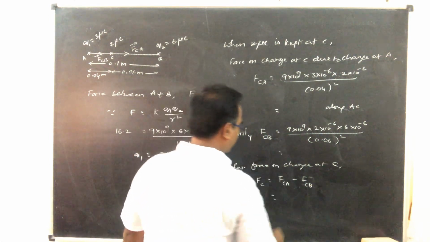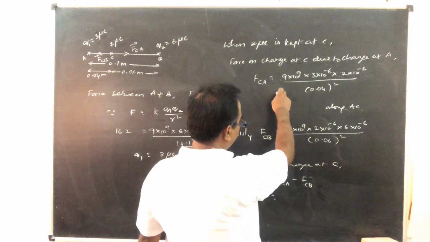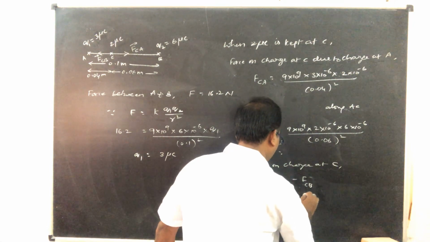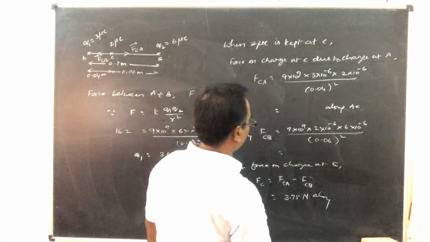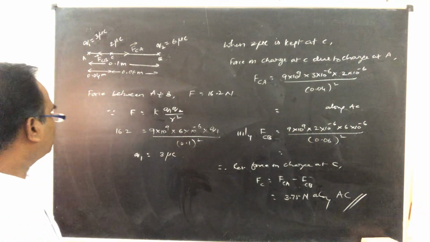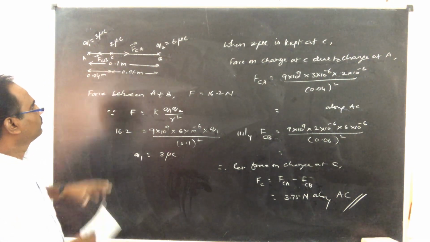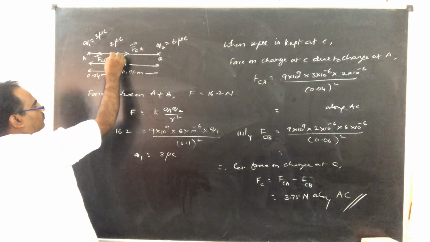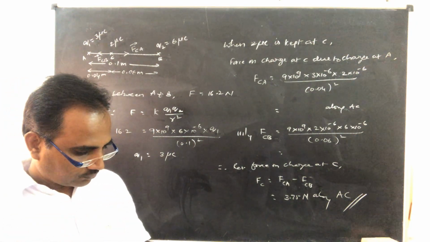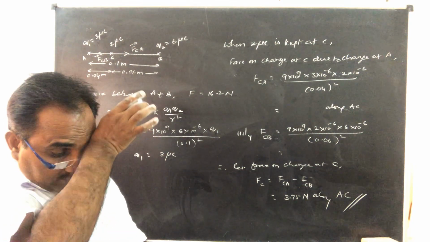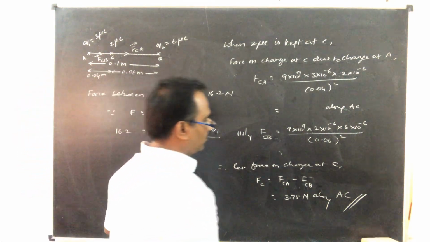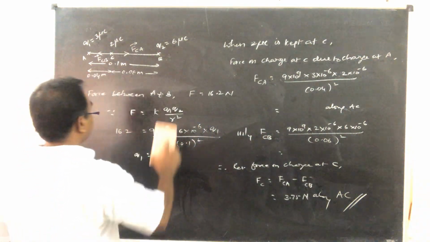So if you do this calculation, this FCA is larger than FCB, and it comes to nearly 3.75 Newton along AC. So this is the resultant force on the charge at C, which is of 2 microcoulomb. You do this next problem by yourself.